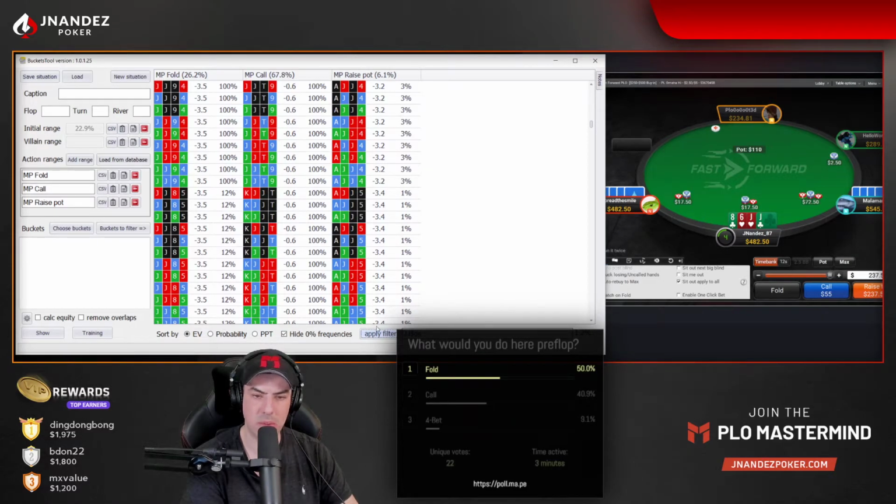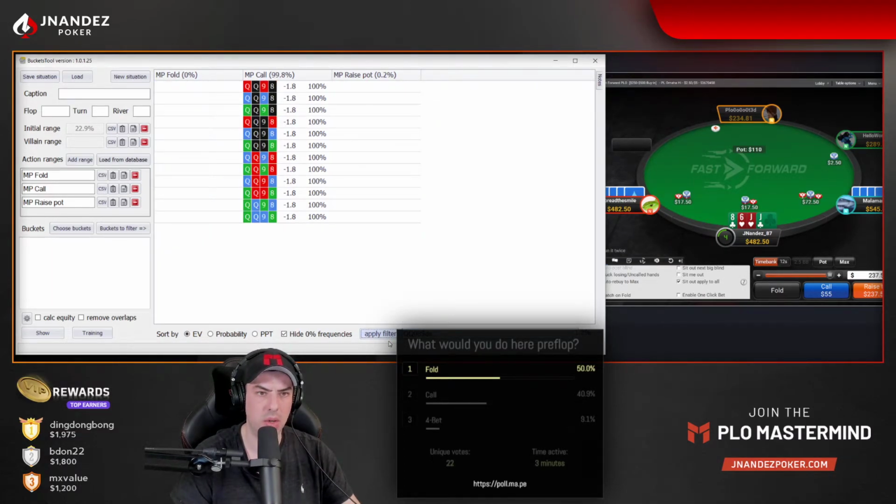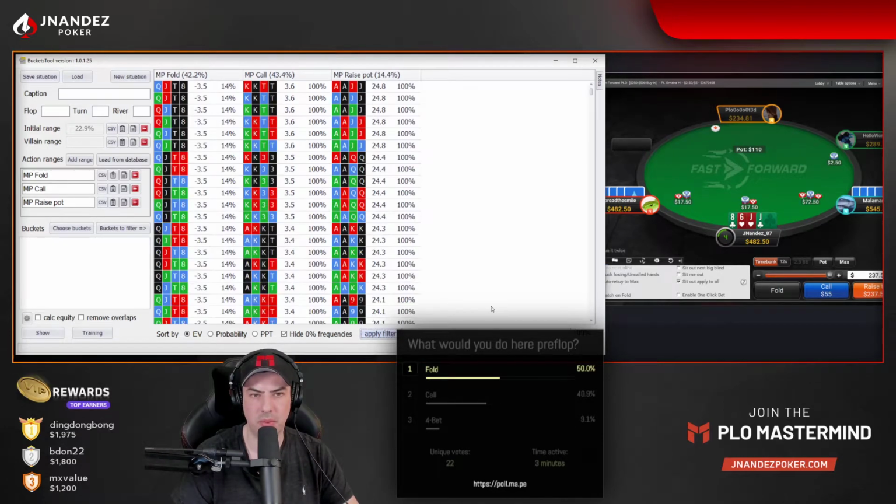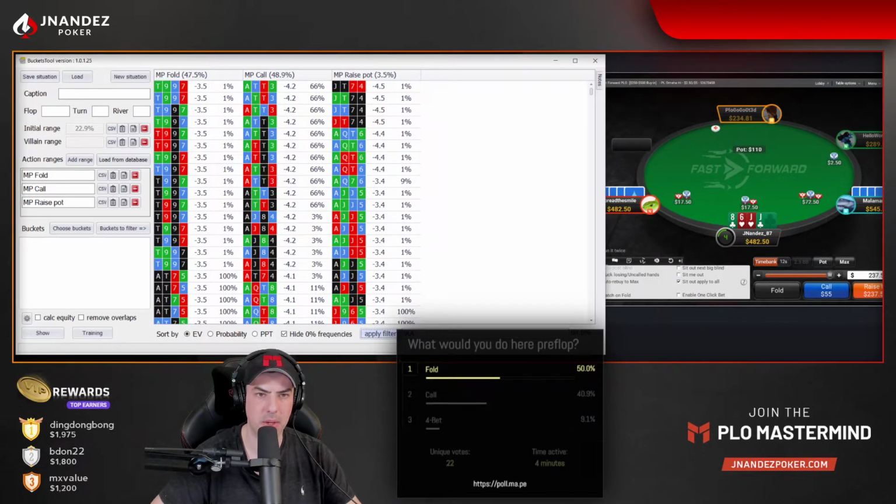I think Queen, Queen, 9-8 double suited 4-bets. Really? No. It's going to be a call. I mean, if you remove aces from your range, you can see on the right-hand side what hands are going to be 4-betting. Not sure what's happening. Is it loading? We have to go this way. Okay.